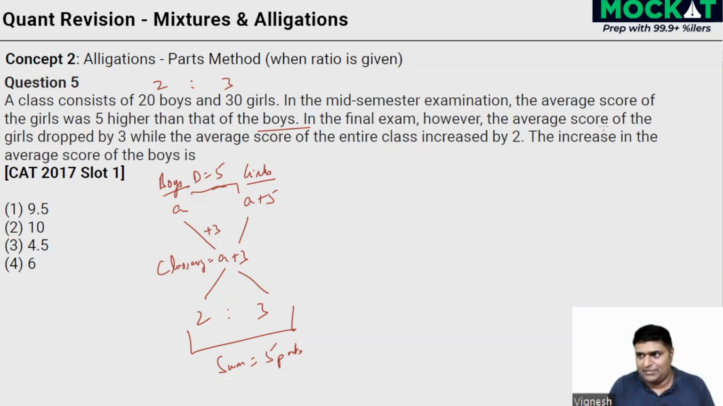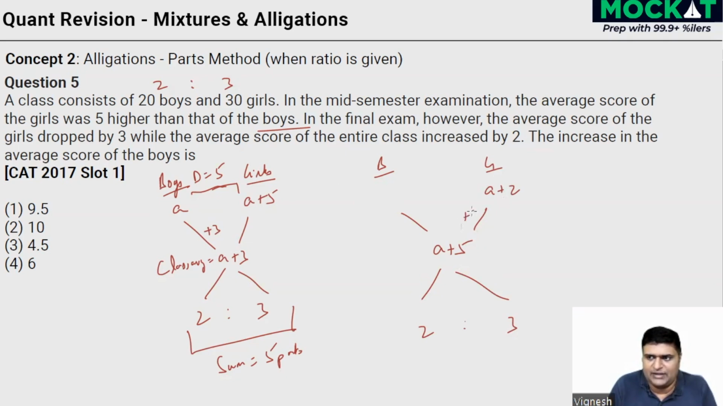Now in the final exam, the average score of the girls dropped by 3. So I have boys, I have girls. If A plus 5 is reduced by 3, I'm getting A plus 2. And the average score of the entire class increased by 2. From A plus 3, it has increased by 2 and become A plus 5. Now, what it asks me is, the increase in the average score of the boys is what? From A, what does it become? The number of students continues to be 2:3, right? So from 2, it has come to 5. A plus 2 to A plus 5 is an increase of 3.